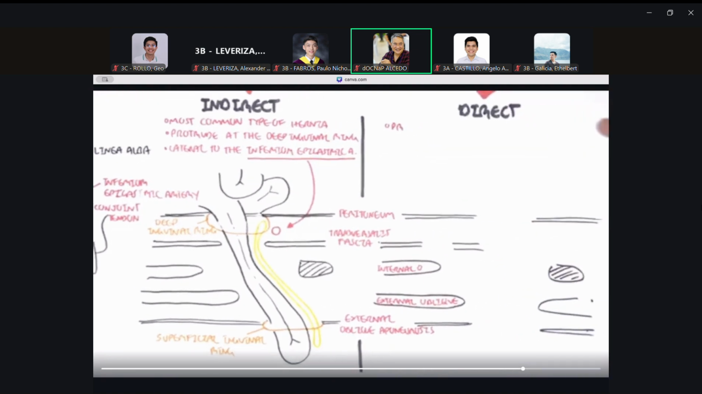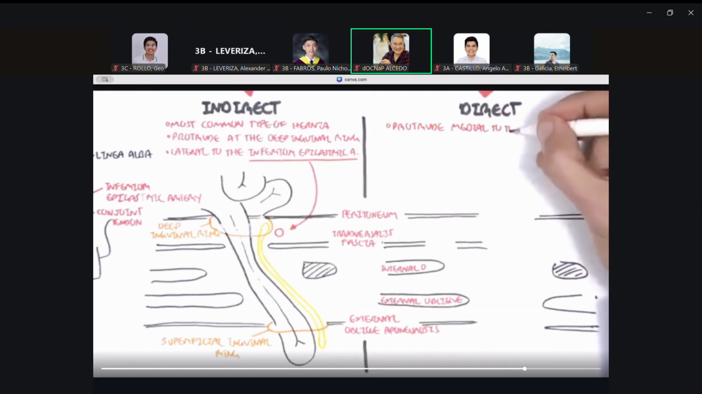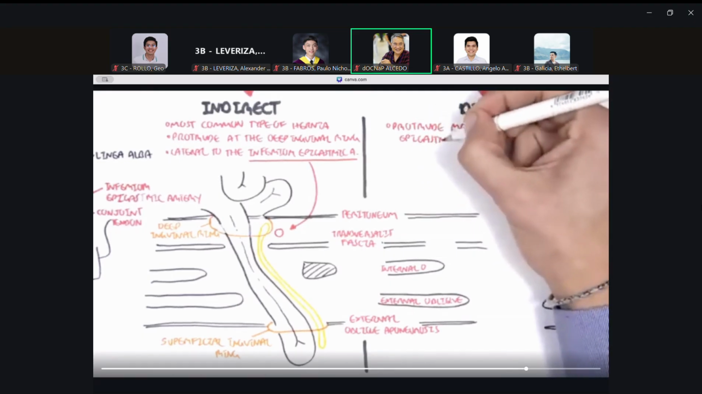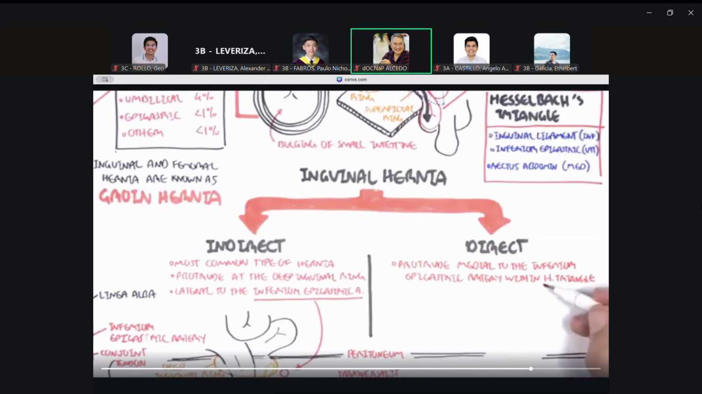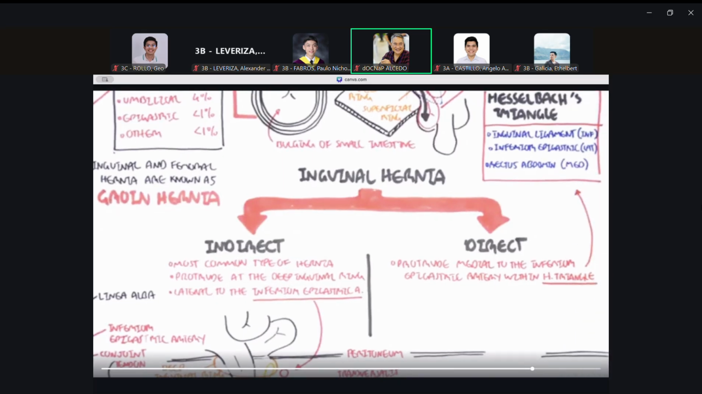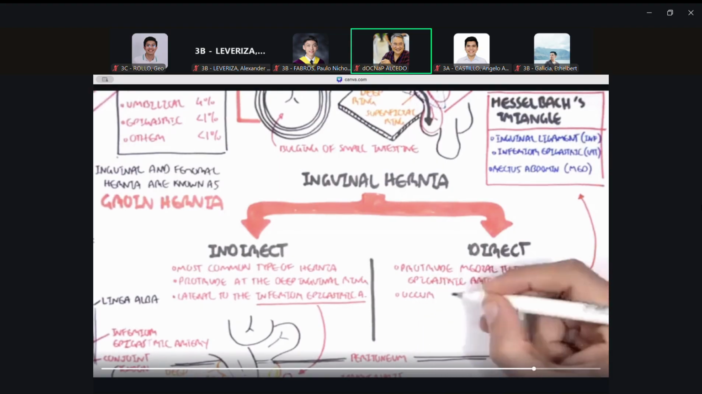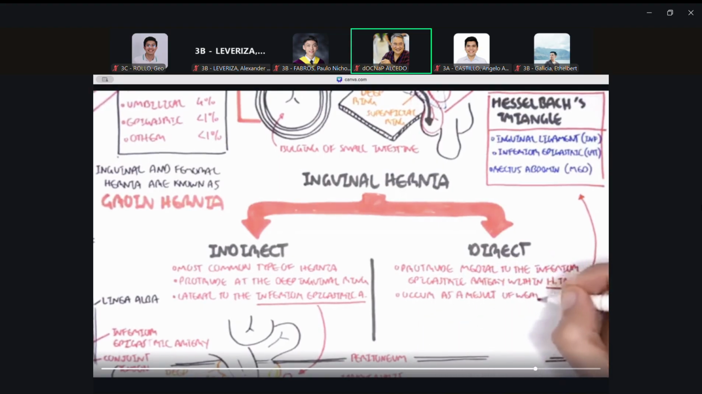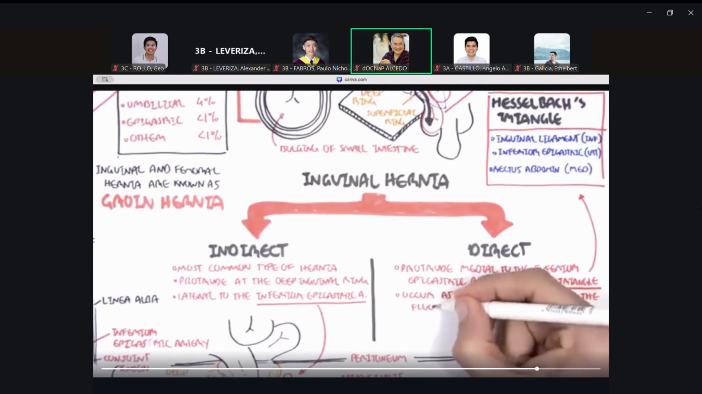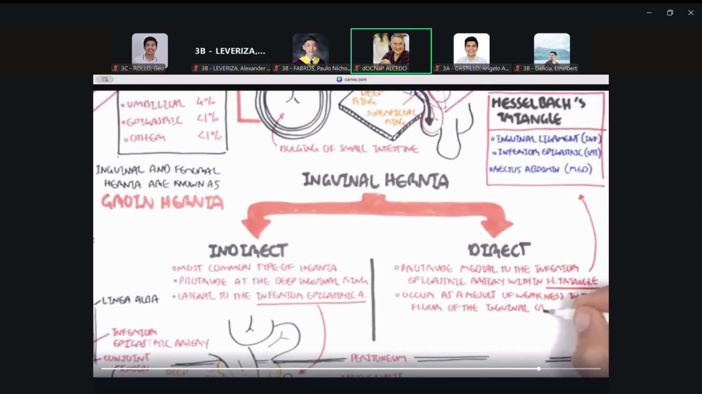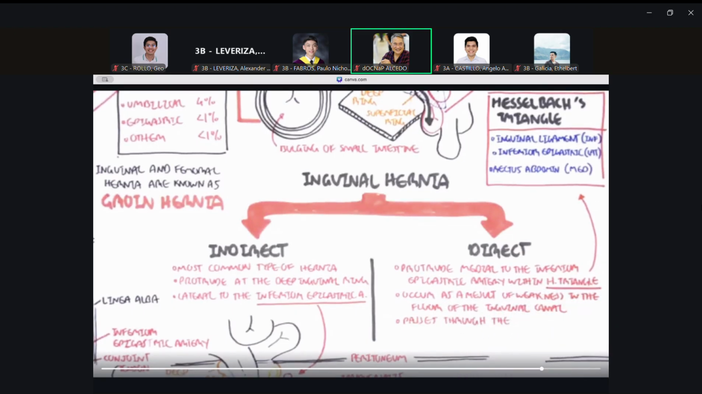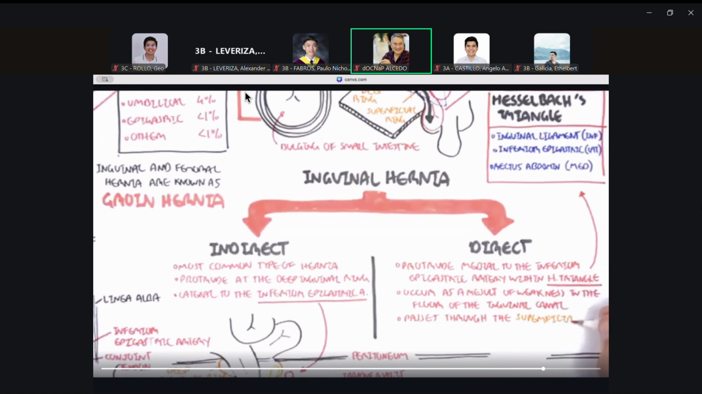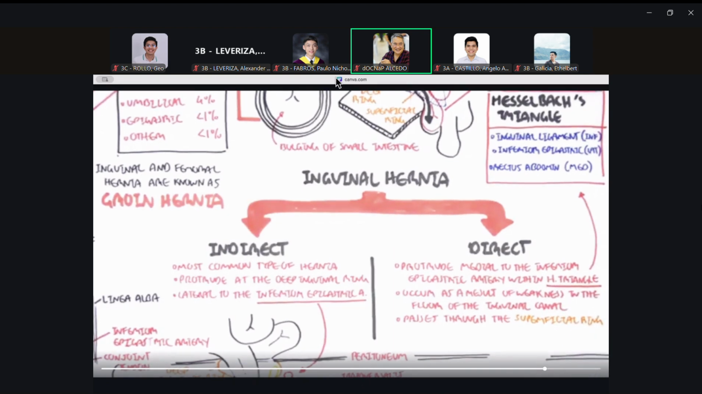So a direct hernia is where we have a protrusion medial to the inferior epigastric artery within the Hesselbach's triangle. And remember, we learned about the Hesselbach's triangle. So Hesselbach's triangle is where direct hernias occur. And the direct hernias occur as a result of weakness in the floor of the inguinal canal. And it passes through the superficial ring only. It doesn't go through the deep and superficial. The direct inguinal hernia only goes through the superficial. And we will see how.